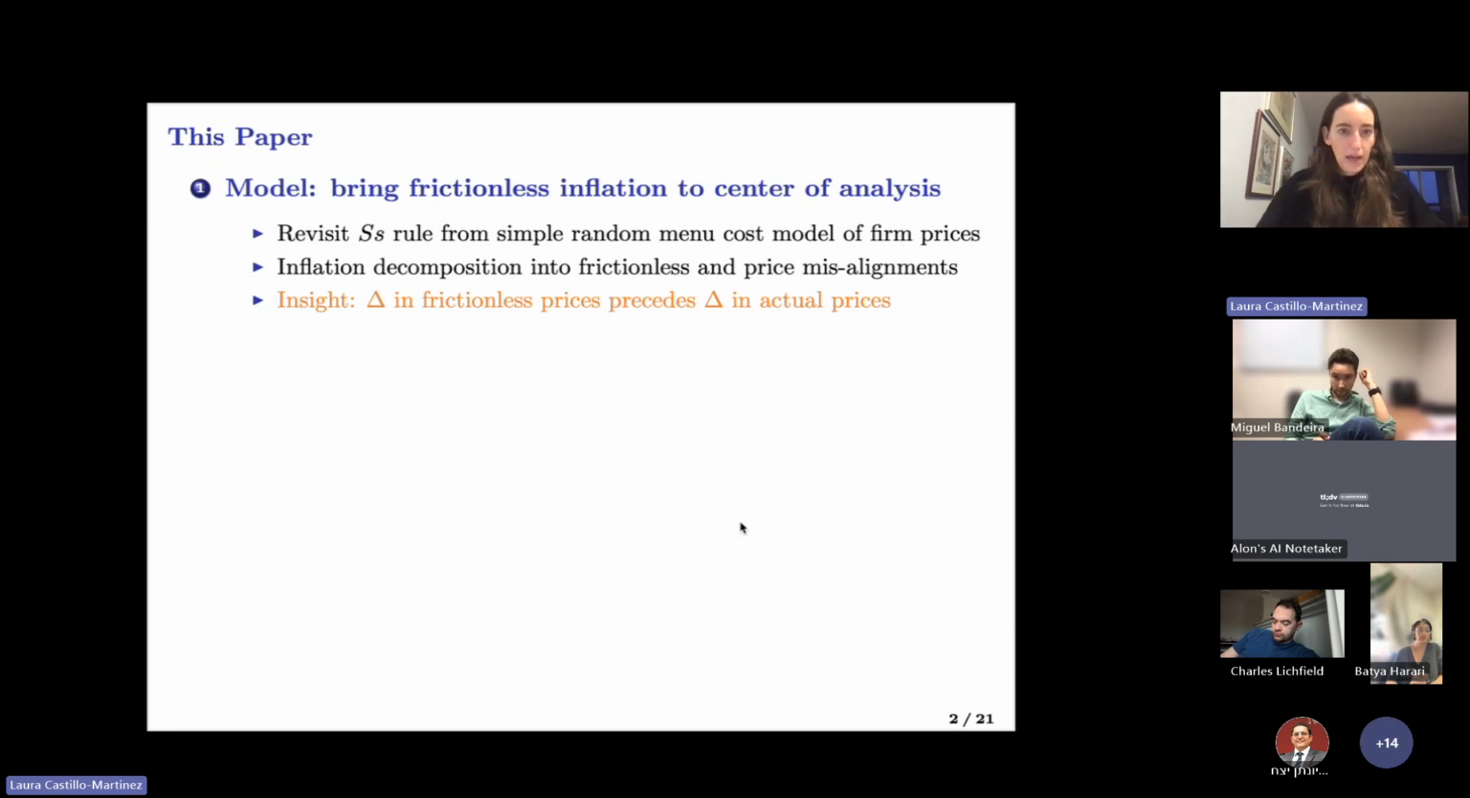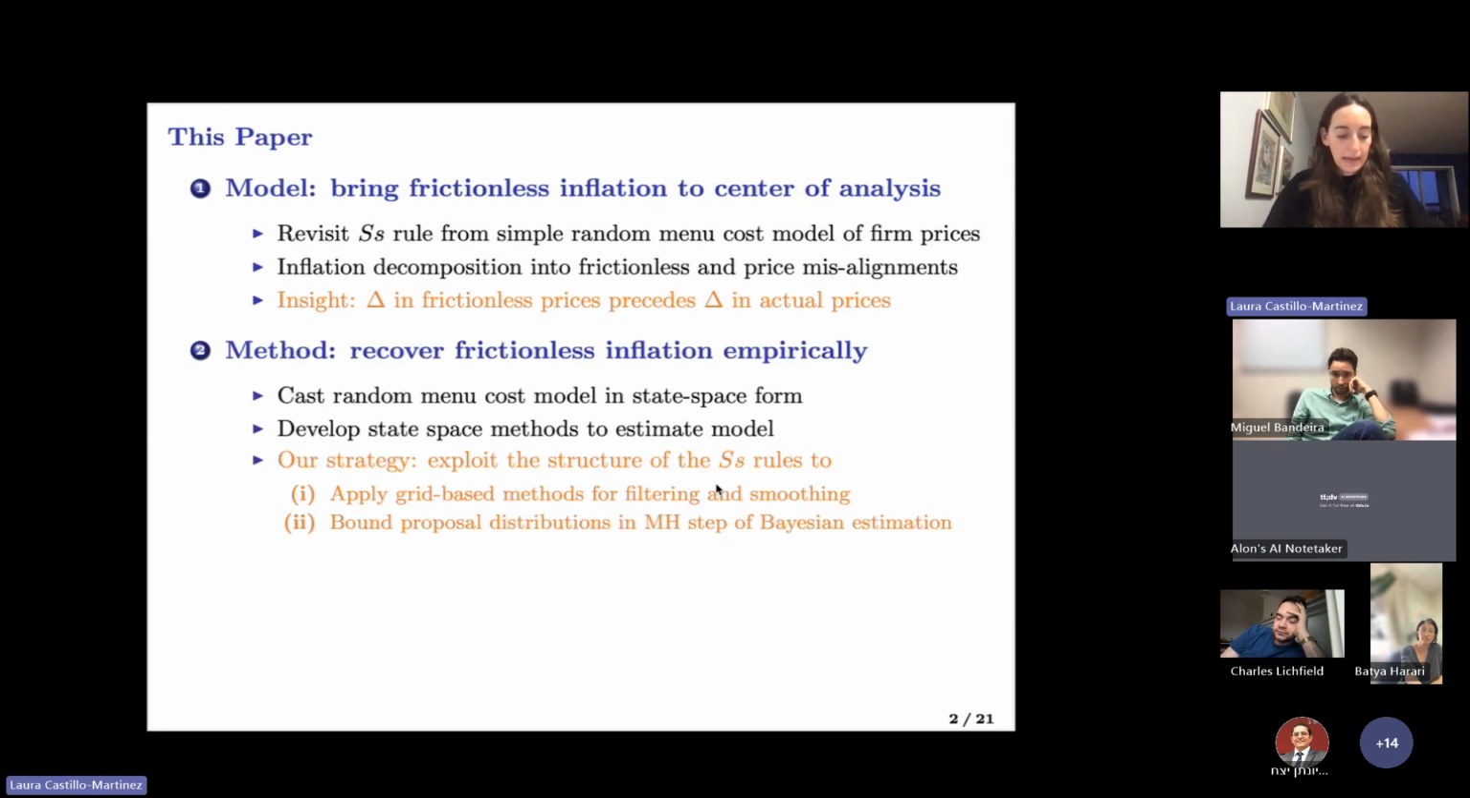Good. Okay. So the first thing was just bringing frictionless inflation to the center of the analysis. The second step is developing a methodology to recover frictionless inflation from the data. For that, we're first going to rewrite the model in state space form. And by state space form, for those of you that haven't heard this term before, we simply mean a framework where we have some unobservables, which we call the latent states or hidden states, and some observed variables, which we have as the measurements.